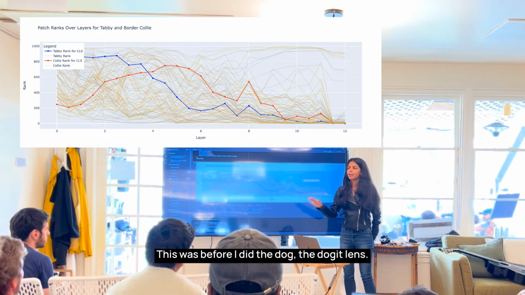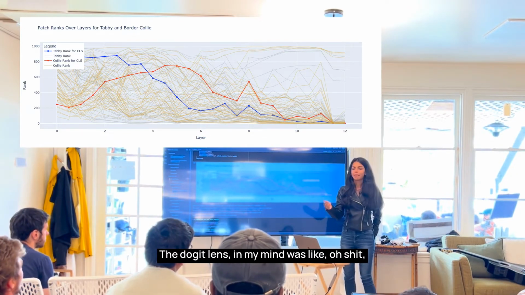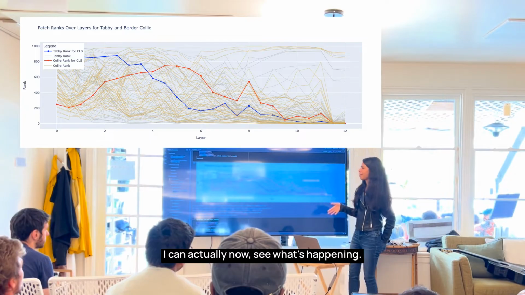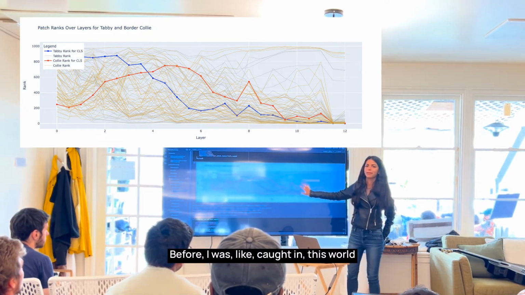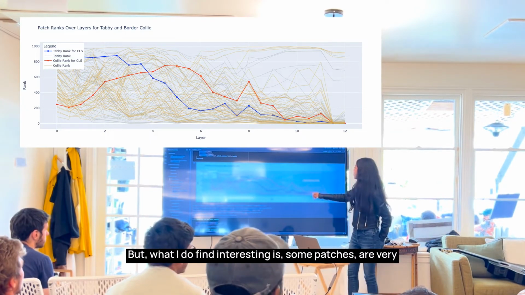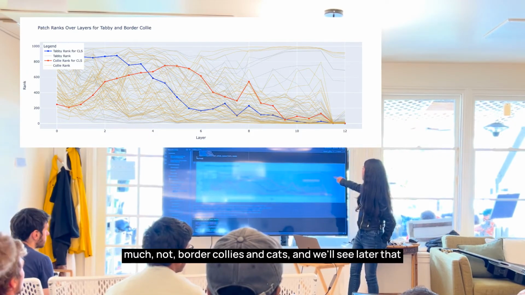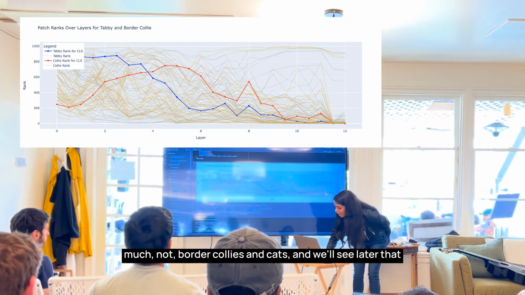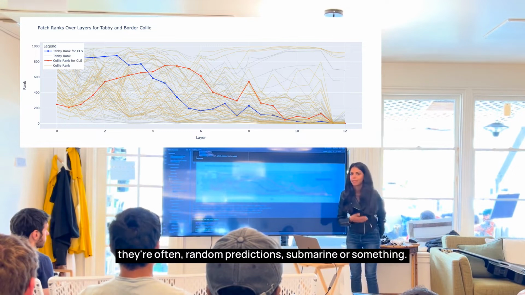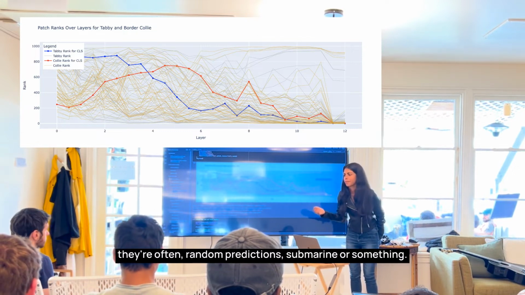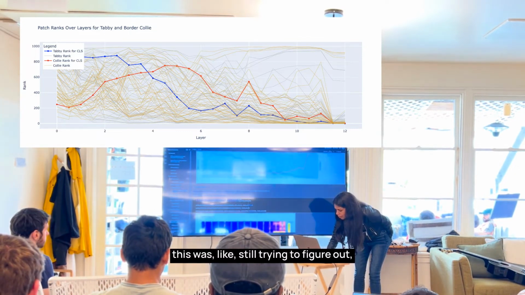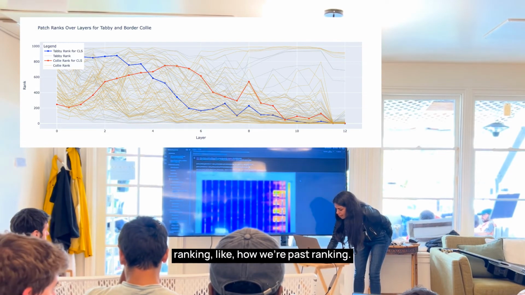This was before I did the dodging lens. The dodging lens, in my mind, was like, oh, I can actually now see what's happening. Before I was caught in this world where I had no idea what was going on. But what I do find interesting is some patches are very much not border collies and cats, and we'll see later that they're often random predictions, submarine or something. We're still trying to figure out ranking, how the patches are ranking.